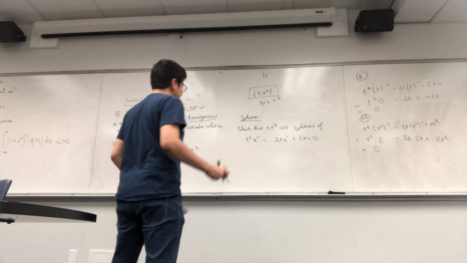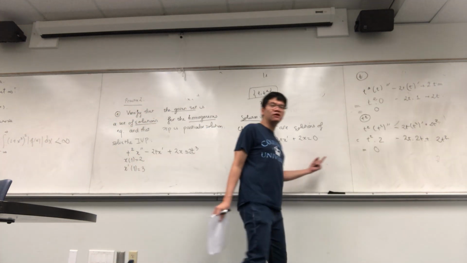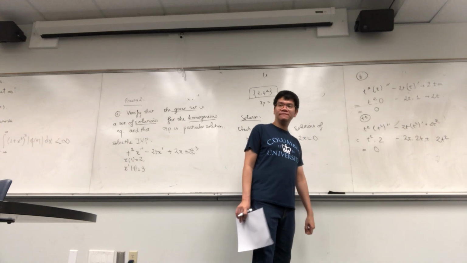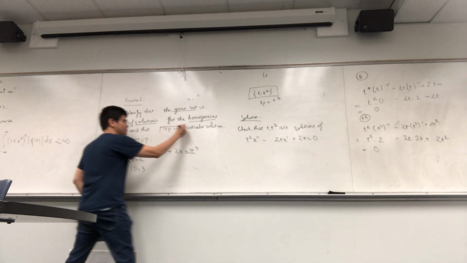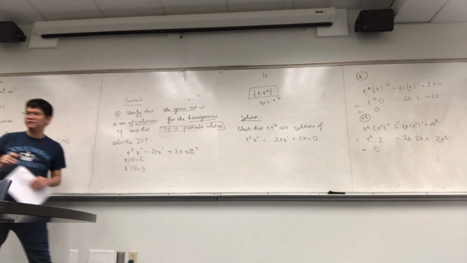So basically, we know that t and t squared are solutions of the homogeneous equation, right? The next step is to check that xp is a particular solution of the equation. So what should we check?